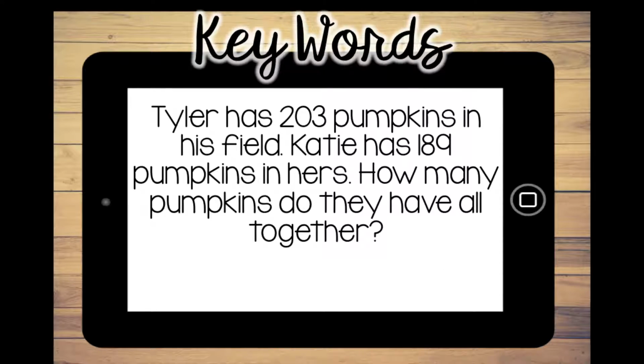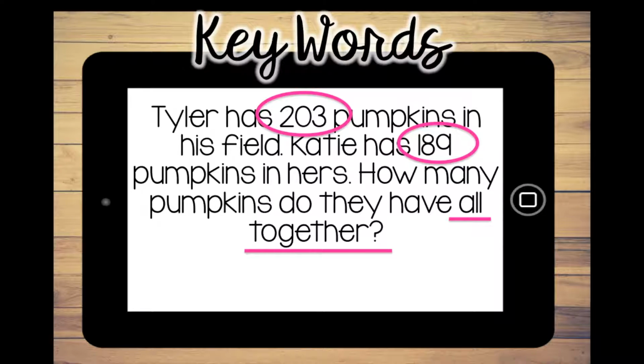Okay, so we have Tyler has 203 pumpkins in his field. Katie has 189 pumpkins in hers. How many pumpkins do they have all together? Okay, so let's first circle those numbers that we're going to be working with, 203 and 189. Now take a minute and really look for those key words so that we know what to do with these numbers.